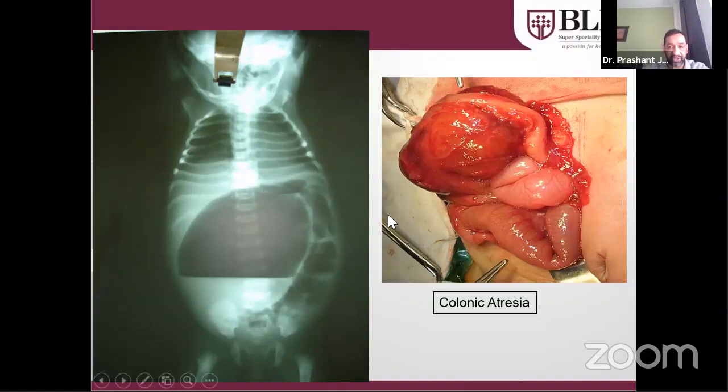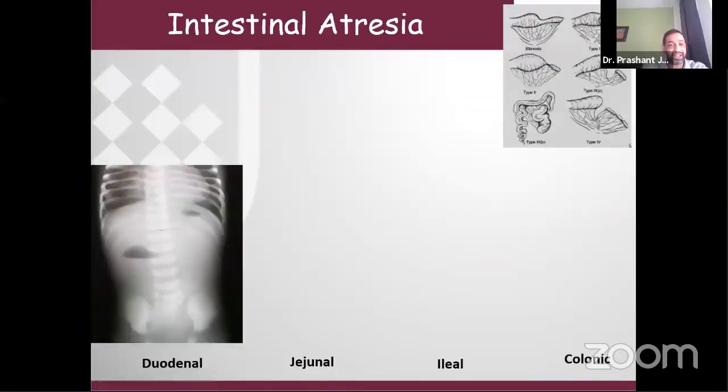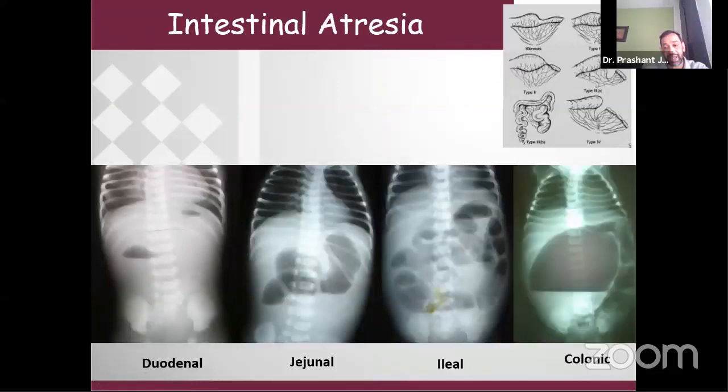This child had a colonic atresia when explored, and as you can see, there's a hugely dilated colon, and that was the atretic part. So these are the various clinical scenarios present whenever we see patients with gastrointestinal obstructions. Just by careful reading of the X-ray, we can make a diagnosis of the type of atresia. Double bubble sign is suggestive of duodenal atresia, triple bubble jejunal atresia, multiple air fluid levels ileal atresia, and a large air fluid level is suggestive of colonic atresia, which is a very, very rare pathology.